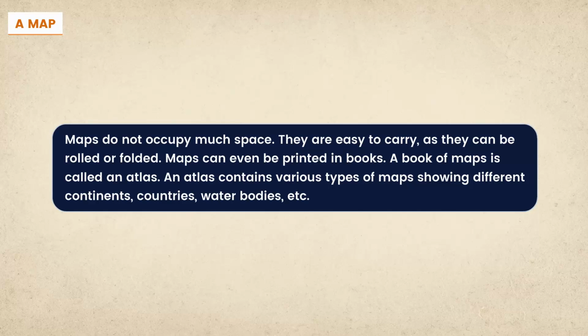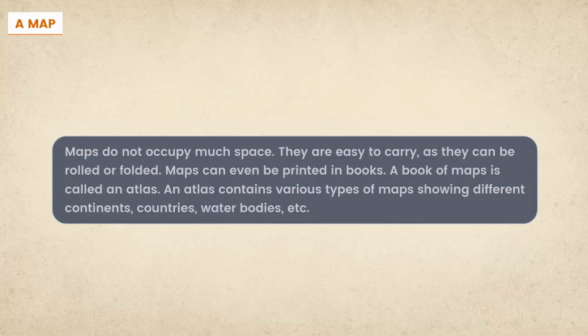Maps do not occupy much space. They are easy to carry, as they can be rolled or folded. Maps can even be printed in books. A book of maps is called an atlas. An atlas contains various types of maps showing different continents, countries, water bodies, etc.